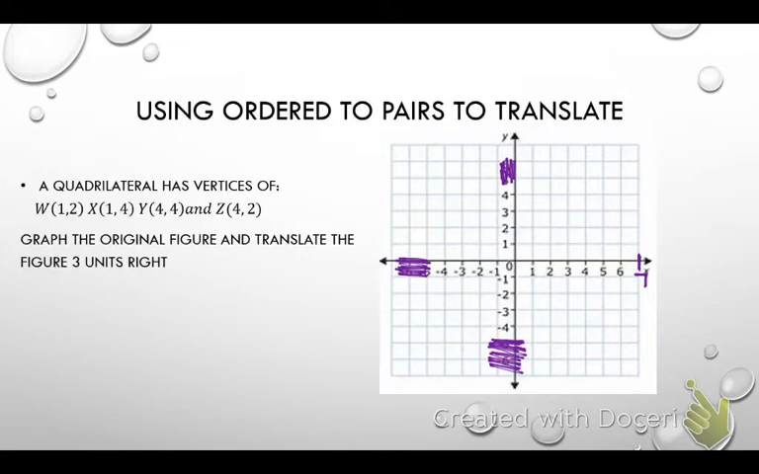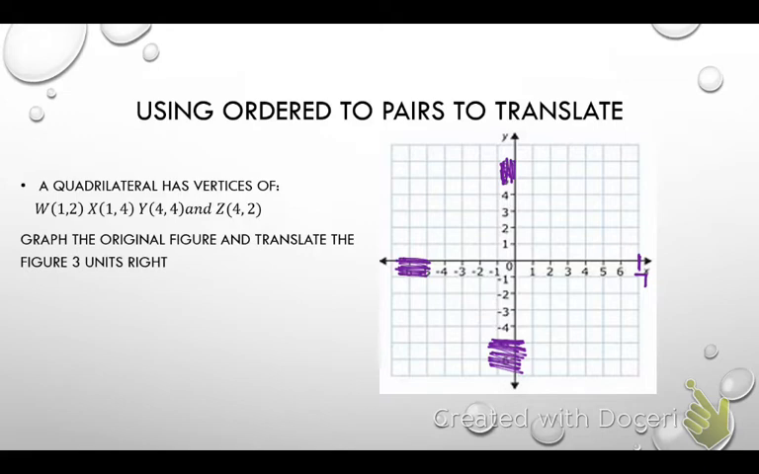You need to plot these points. Here we go. Plot these points with me. Point W, 1, 2. Plot that point. Point X, 1, 4. Plot that point. Point Y, 4, 4. It's a square. No, it's not. And Z is 4, 2.